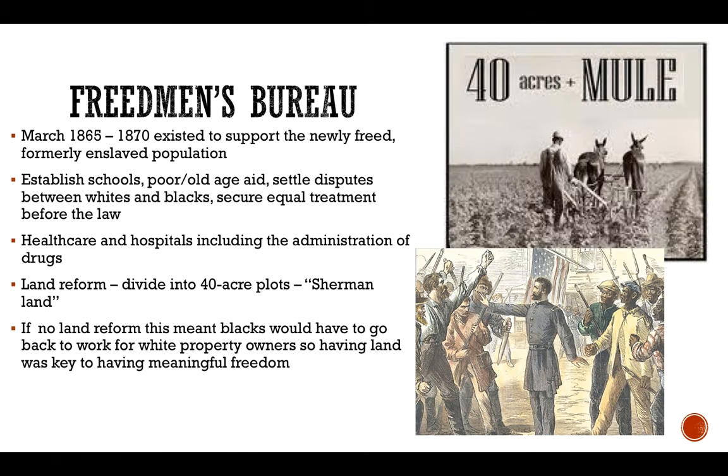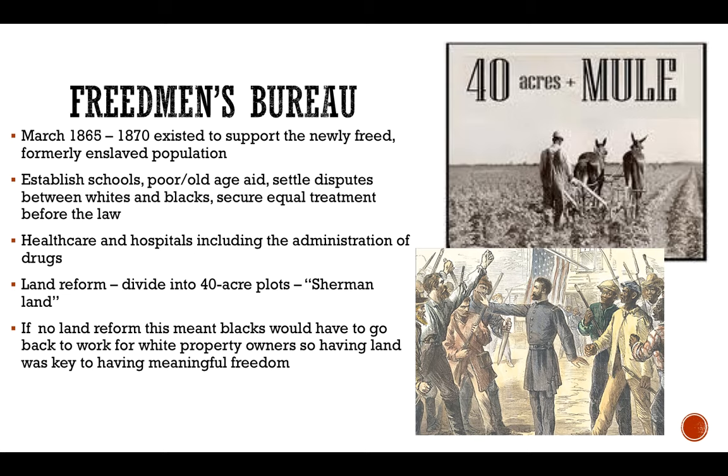The Freedmen's Bureau that we mentioned before was established in March 1865 and lasted for about 5 years. It existed to support the newly freed African Americans and the formerly enslaved population. They were in charge of establishing schools, providing aid to the elderly, and they were also in charge of settling disputes between blacks and whites. And what that meant was trying to secure equal treatment before the law.